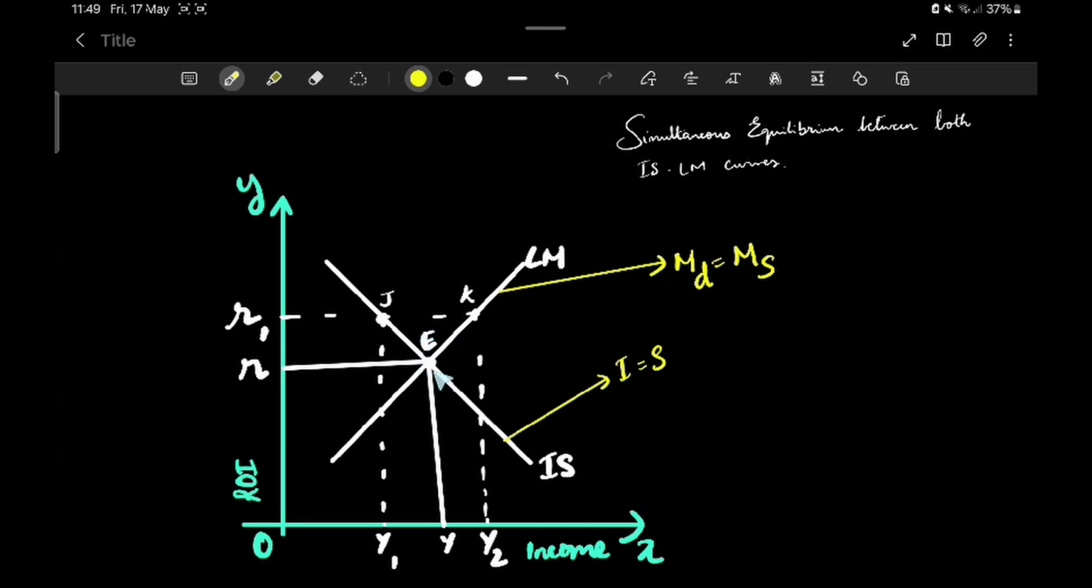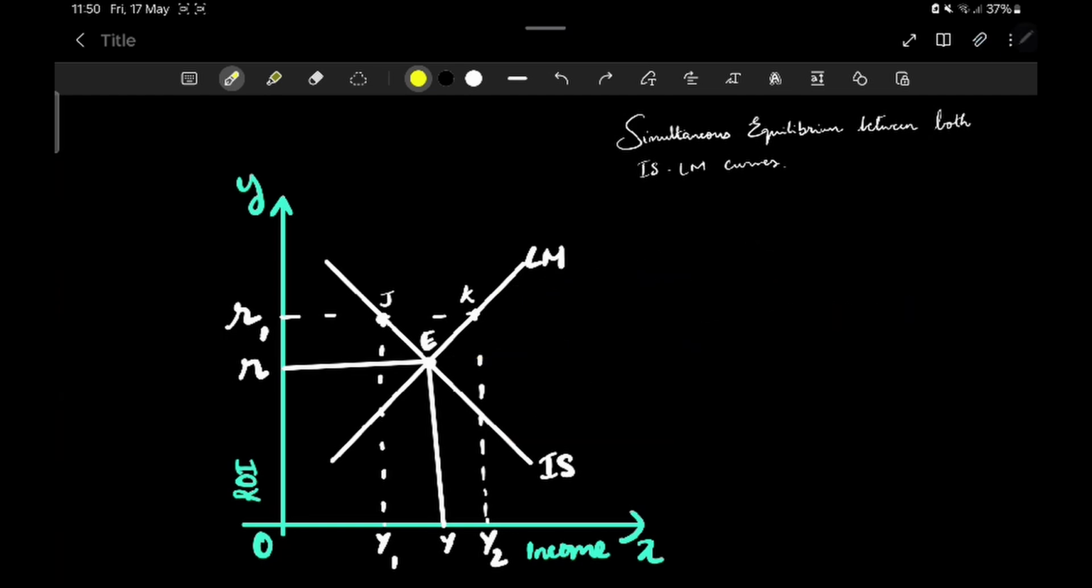Now, they both meet at this particular point, which is E. So this is a special point. Why is it a special point? At this particular point, you can observe that your I is equal to S is equal to MD is equal to MS. Both product and money markets are simultaneously at equilibrium at this particular point.